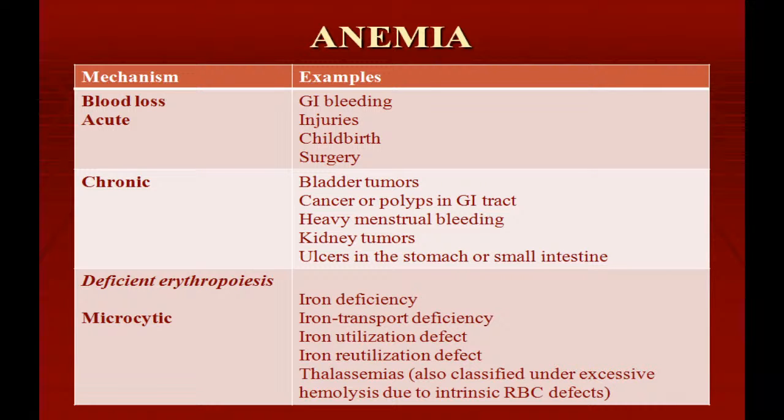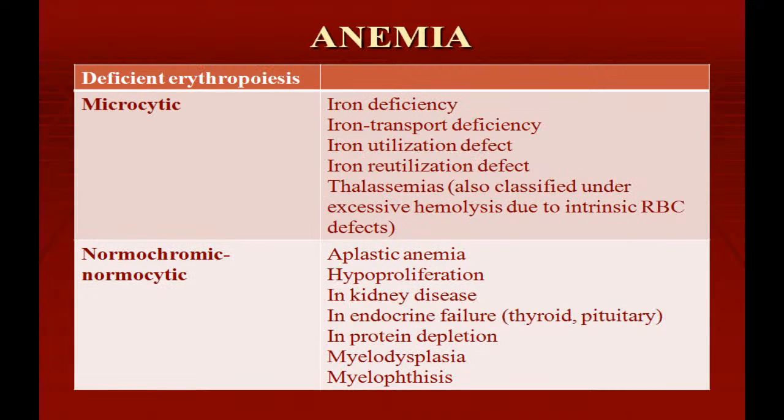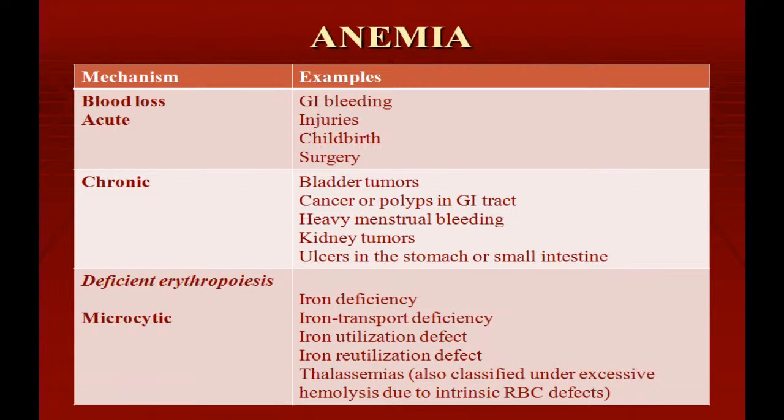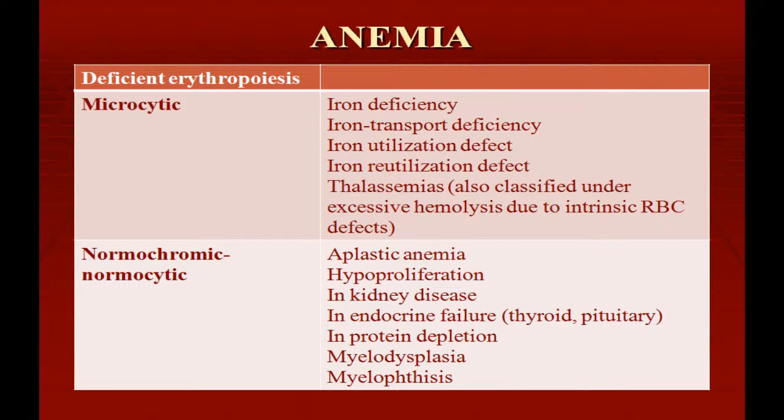Also, we may see this form of anemia in patients with thalassemias. Due to deficiency of erythropoiesis, anemias can also be normochromic and normocytic. As you know, I think, it depends on the color index and the sizes of erythrocytes. So normochromic and normocytic means normal sizes and normal concentration of hemoglobin in erythrocytes.